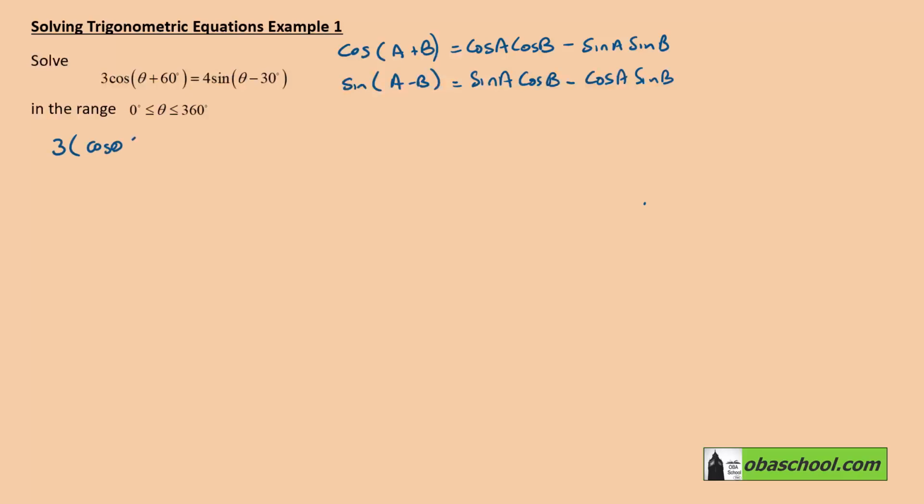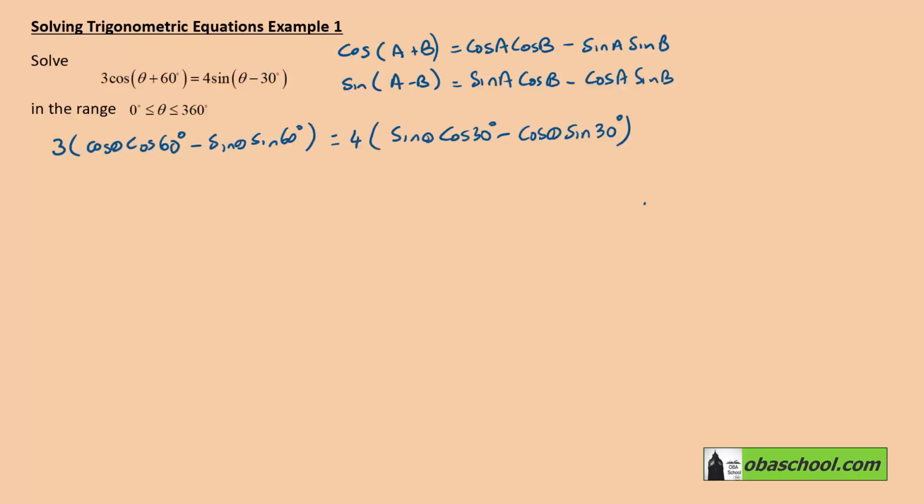cos theta cos 60 take away sine theta sine 60 is equal to 4 sine theta cos 30 take away cos theta sine 30.